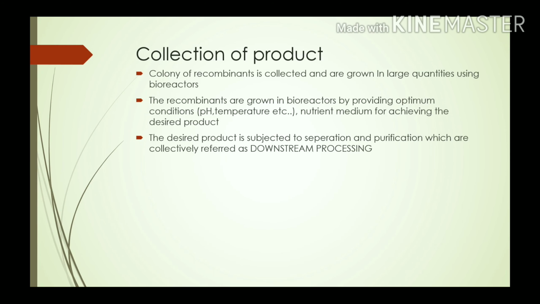And the last step is collection of the product. The colony of recombinants is collected and grown in large quantities using bioreactors. The recombinants are grown in bioreactors by providing optimum conditions like pH, temperature, etc., and nutrient medium for achieving the desired product. Now the desired product is subjected to separation and purification, which are collectively referred to as downstream processing.